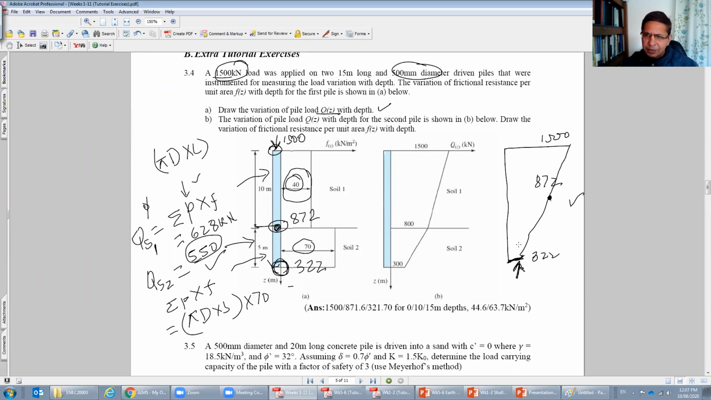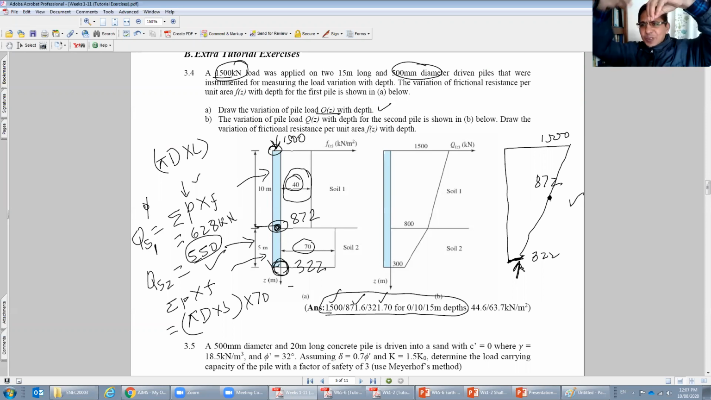Did our answer match with that? 1500, 871.6, makes sense? Yeah, that's okay. You see? That's what I already calculated. Fine, all right? Now I explain how the pressure is distributed, because at the top, whole pressure is there, right? But because friction will take some of the load in the first layer, and there will be another pressure there. So that's the variation of load.